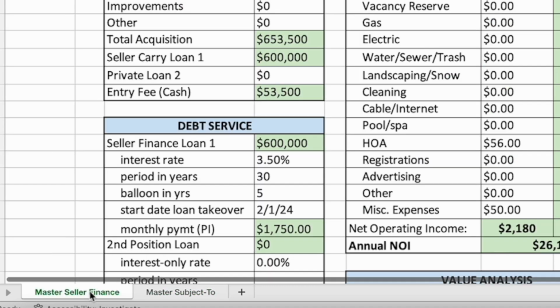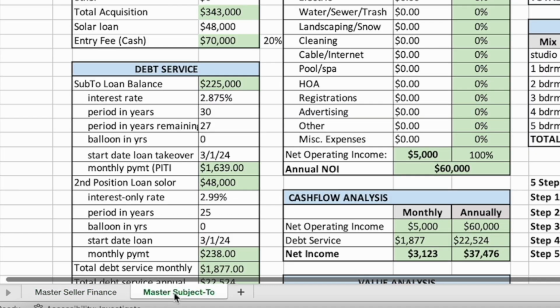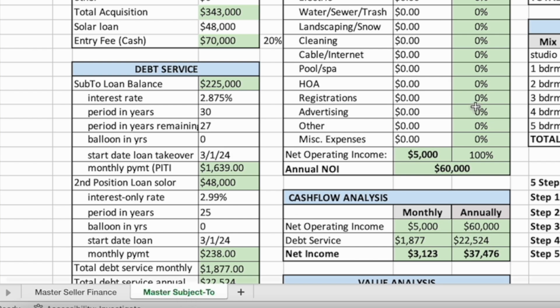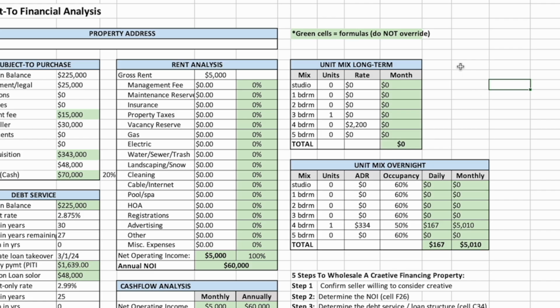Okay, so once you pull up the spreadsheet, make sure that you look at the tabs on the bottom. There's one for Master Seller Finance or Master Sub 2. And what I recommend you do is create a new sheet every time you do a new deal. So once you have the Sub 2 sheet pulled up, since that's what our deal is, the first thing I like to do is get my head around the revenue. So total revenue on the rental income.